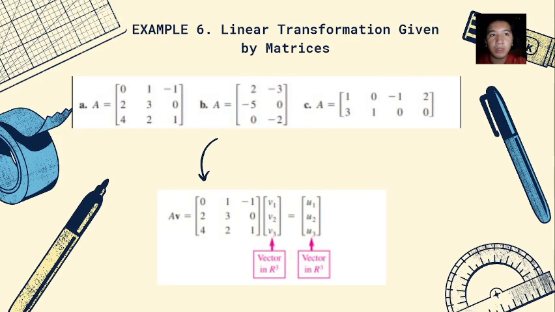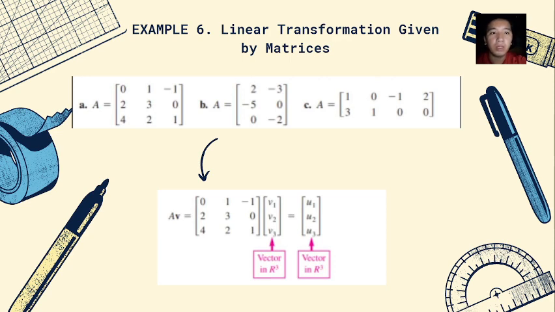So for this example, consider the linear transformation T from R raised to N to R raised to M defined by T of B equals to AB. Find the dimension of R raised to N and R raised to M for the linear transformation represented by each matrix. For the first one, the solution, because of the size of this matrix, is 3 by 3. It defines the linear transformation from R cubed into R cubed.